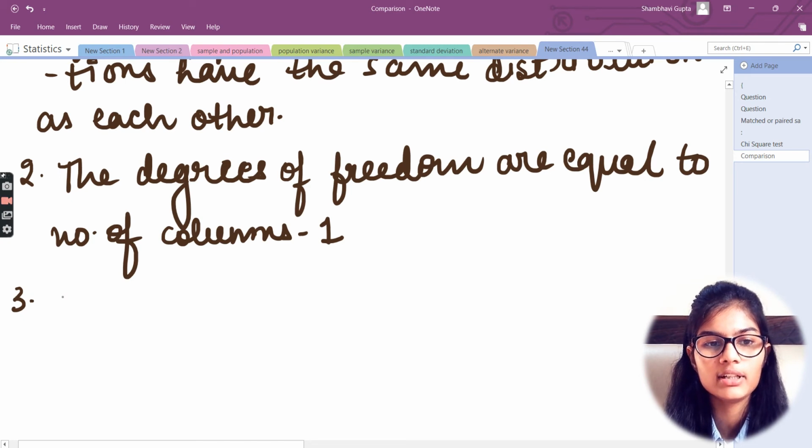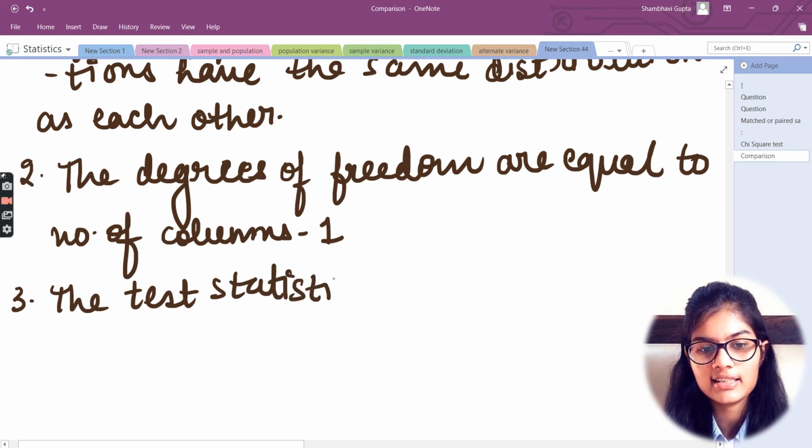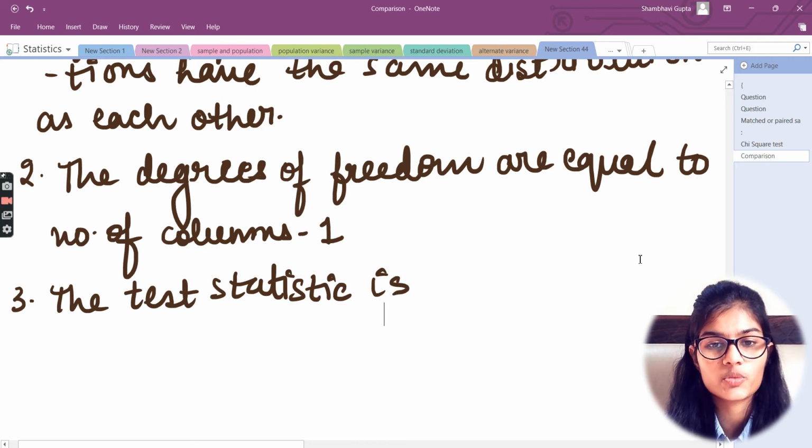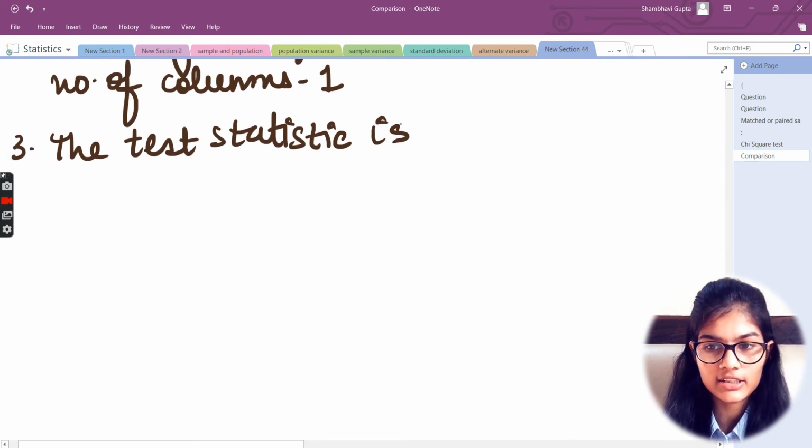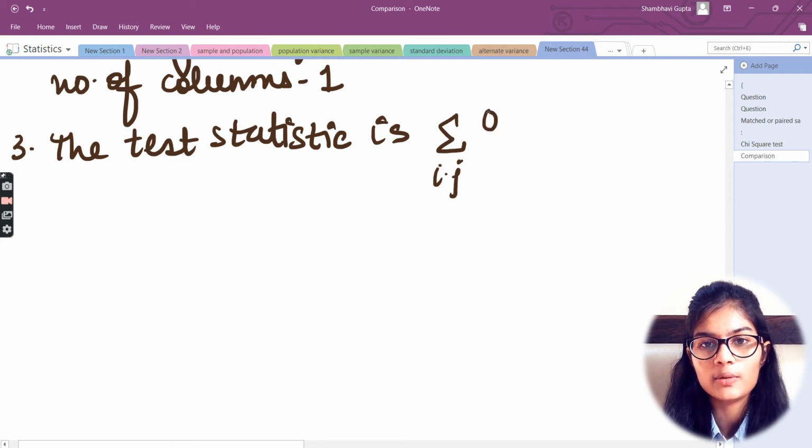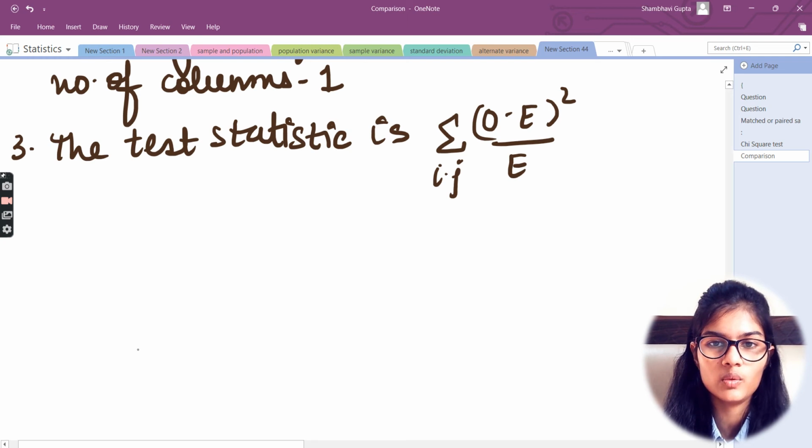Moving to the third point, we have the test statistic, which is, let me quickly get some space. Yeah, it is sigma over i and j of (O minus E) whole squared divided by E. Right, this is the test statistic. What are O, E, i and j? I hope you are clear with that again. O is the observed value, E is the expected value, i is the number of rows, and j is the number of columns. I'm not going to write that out again.